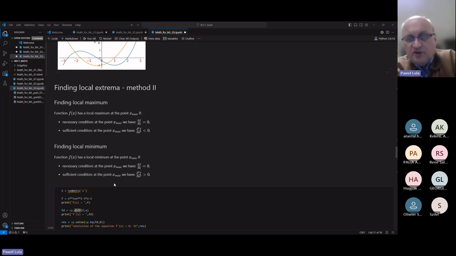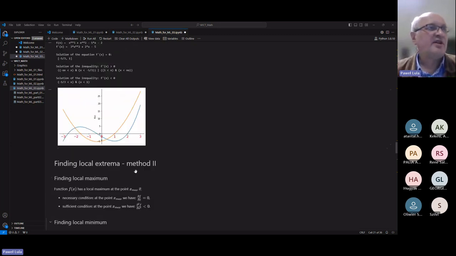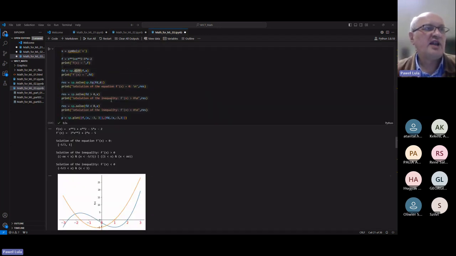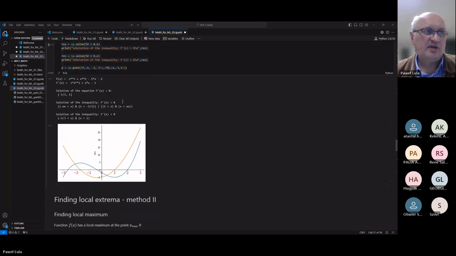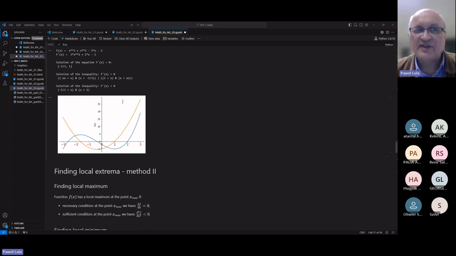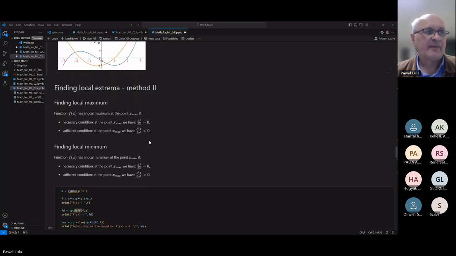Of course, if I want to use this method, I must solve some equations, maybe not some, but one equation and 2 inequalities. In this case, it is very simple, because this function which we have here in this presentation is very simple. But sometimes using this symbolic approach, it may be difficult.